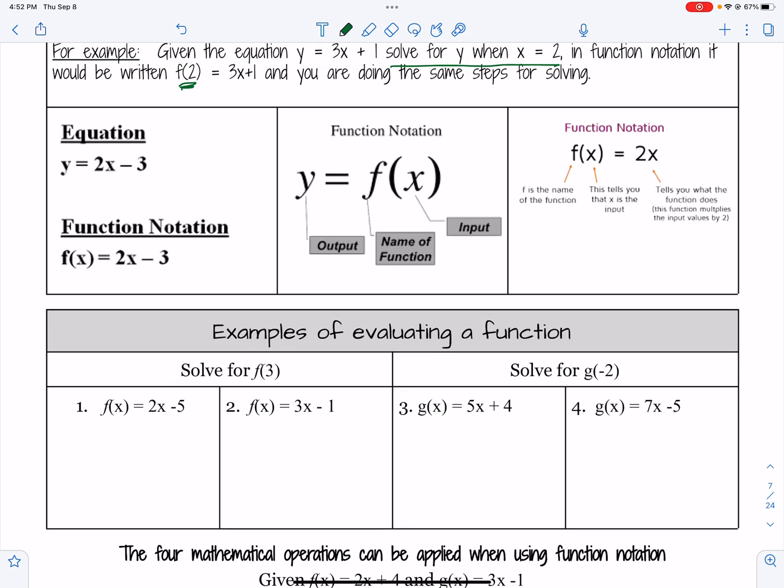So before we do that, let's look right up here at this function notation box. Notice your y is still your output. Your x is still your input. And the name of the function is whatever letter they choose to put right there. It could be any letter of the alphabet, but that's just the name of the function to help us keep them separated. So again, we could talk about more than one at one time.